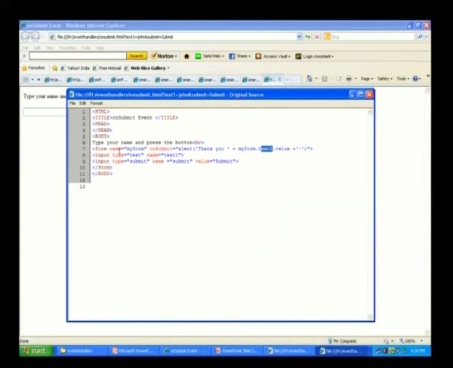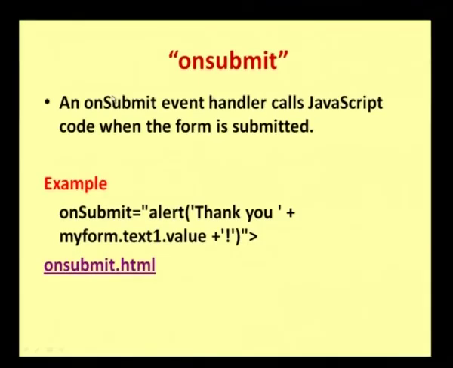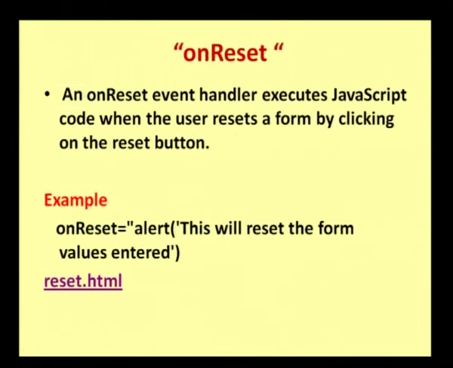The form has some controls. Through the controls, the user will enter the data. When the data entry has finished, the submit event will occur. So this is an example for the onsubmit event. The next type of form event is onreset.